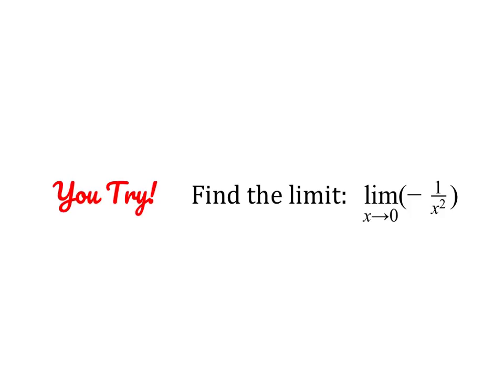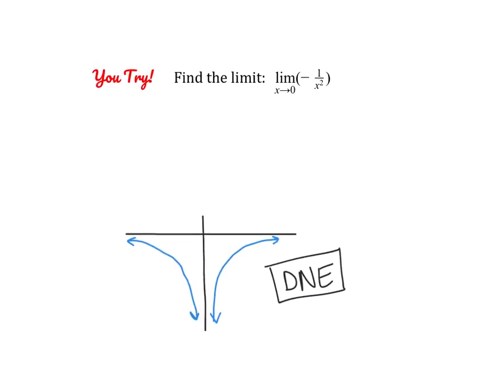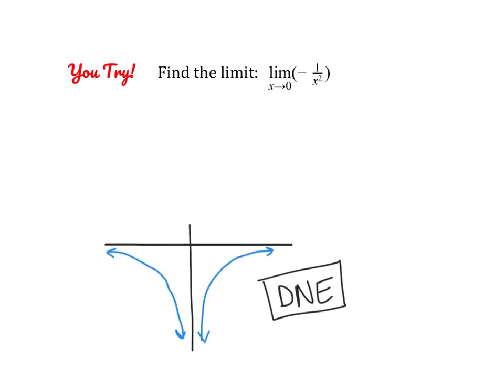All right, go ahead and pause the video and give this one a try. Okay, so this one looks the same except now it's flipped because of the negative. But once again, as x approaches 0, you can see that f of x will just keep getting smaller and smaller. It will approach negative infinity, so this limit does not exist. It is unbounded.